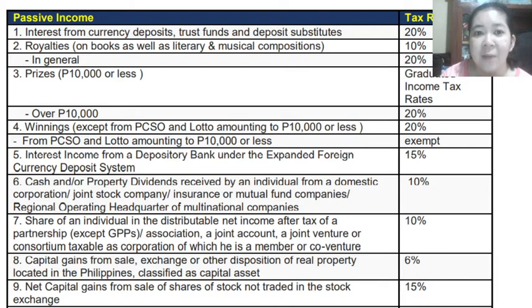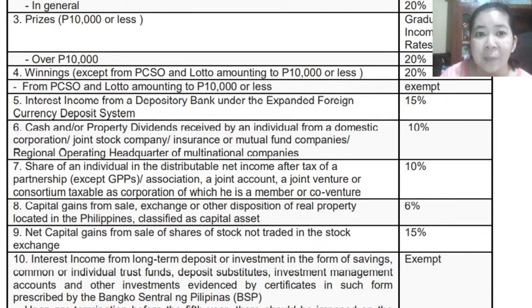Okay, and please take note here in item number 4, if the winning is from PCSO and that winning is 10,000 or less, that is exempt. But once your winnings from PCSO or Lotto is more than 10,000, that becomes taxable. Okay, so it is stated here in the table.